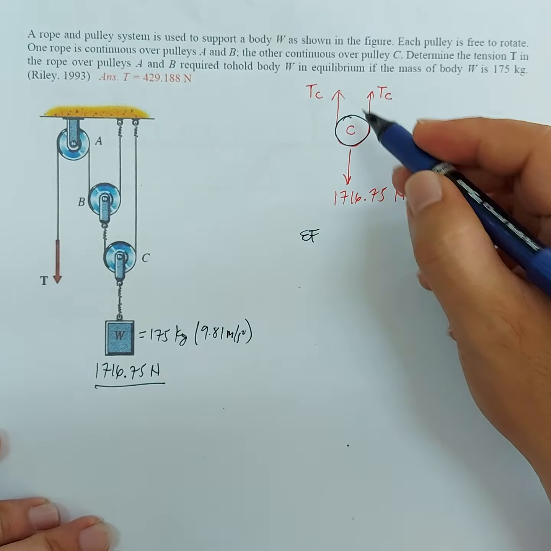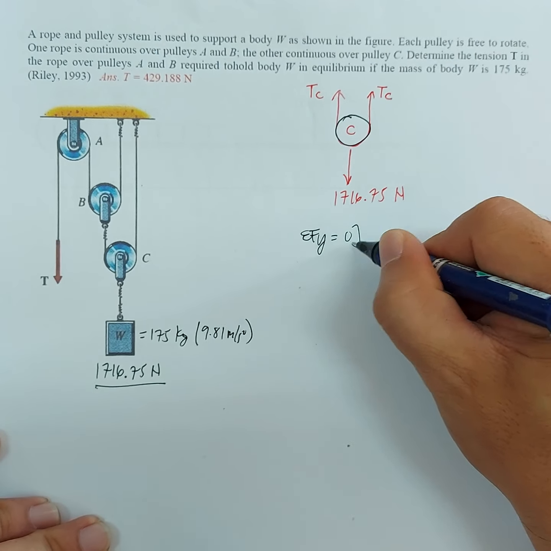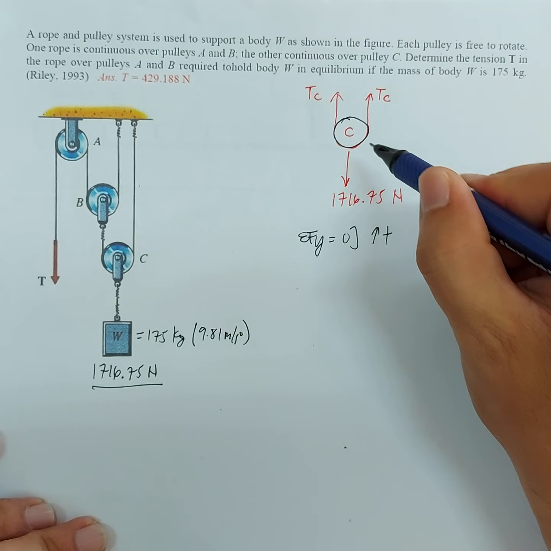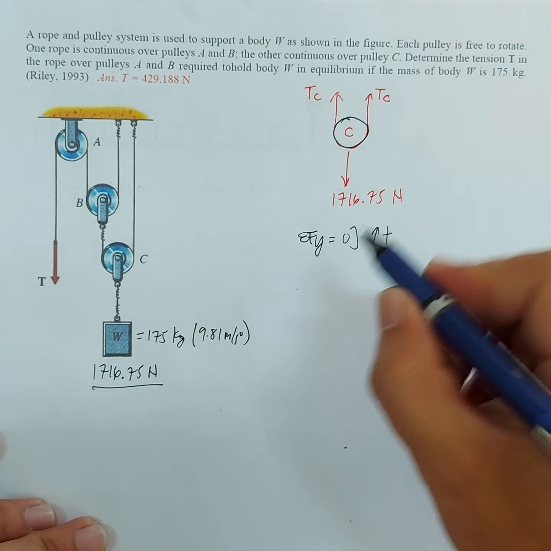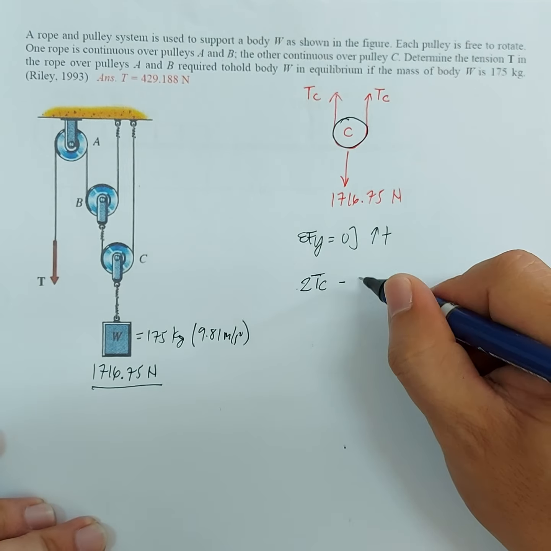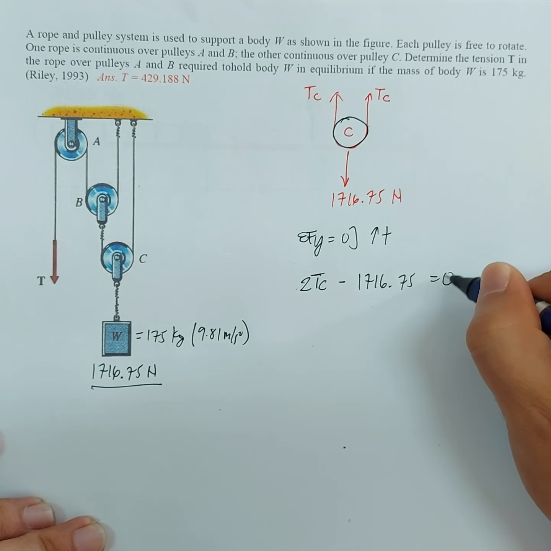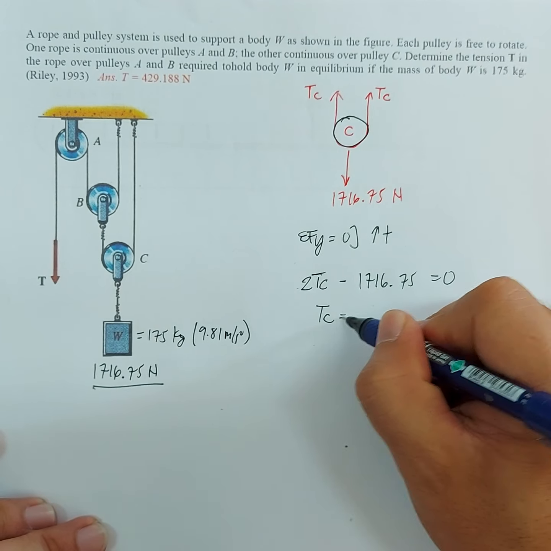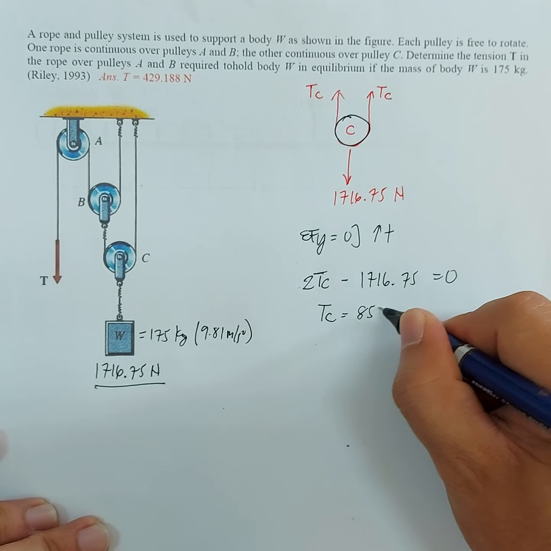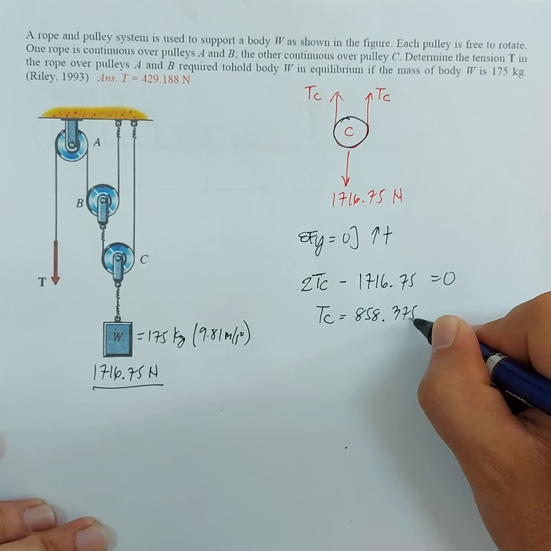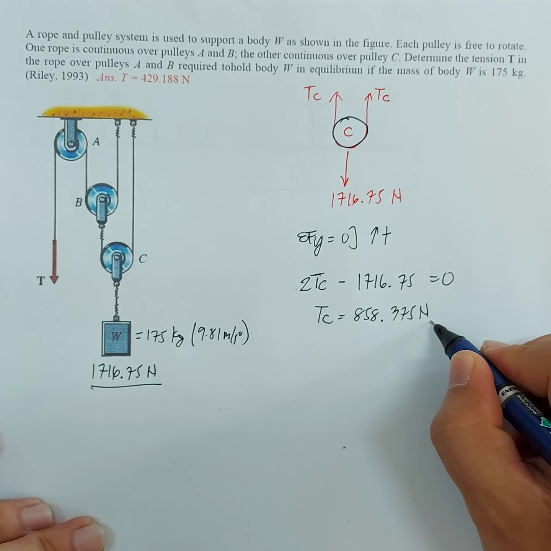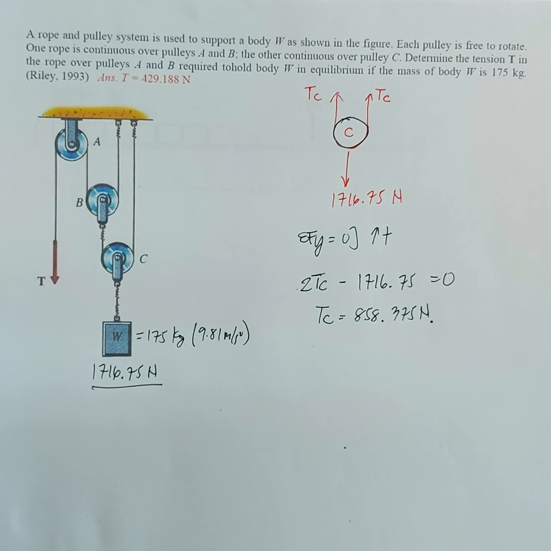Summation of, since all forces naman ay vertical, forces along the y-axis is equal to 0. Upward forces are positive. So, we have TC, dalawang TC. So, we have 2TC. So, TC plus TC, 2TC. Minus yung weight natin na 1716.75, equate that to 0. So we can now solve for the tension at cable C, which is equal to 858.375 newtons. So that is TC.